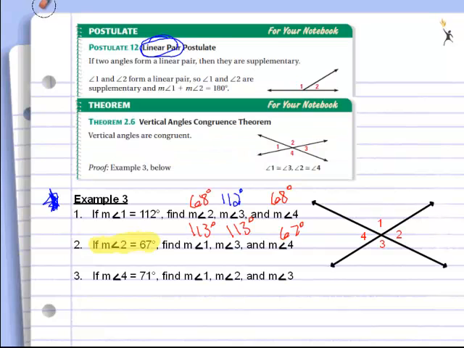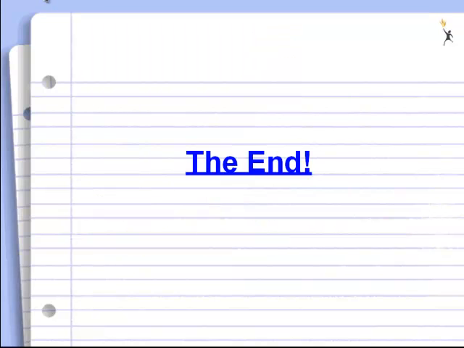Now, again, if you need more help, if you need more practice, here is a problem that you can work on. They gave you angle 4 is 71 degrees. Use vertical angles and linear pairs to solve for angle 1, angle 2, and angle 3, using exactly the same methods that we used in number 1 and number 2 of example 3. Otherwise, let's look at our homework.